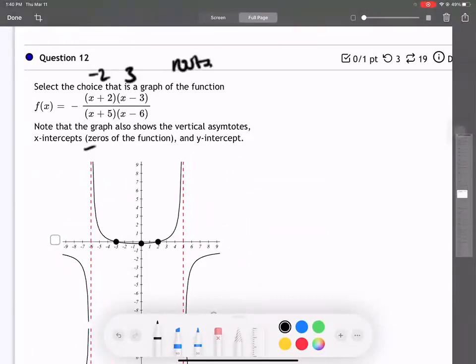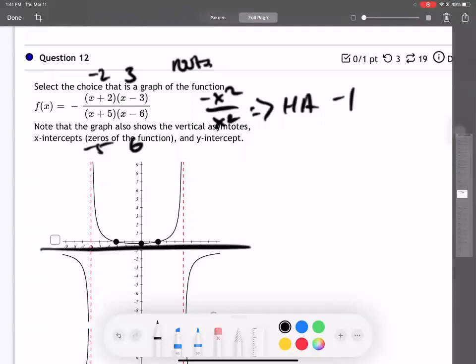We have vertical asymptotes at -5 and 6, all right? We have some characteristics here. If I multiply this together, it'll be -x squared on top over x squared on the bottom, so our horizontal asymptote is at -1. Okay, so we have a couple things we have to work with. Horizontal asymptote, it looks like -1. And we have a root at +3. Nope, this is a -3. If you guys can see that, that's a -3.